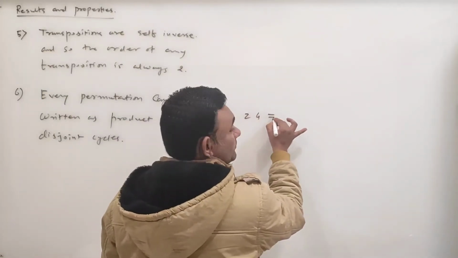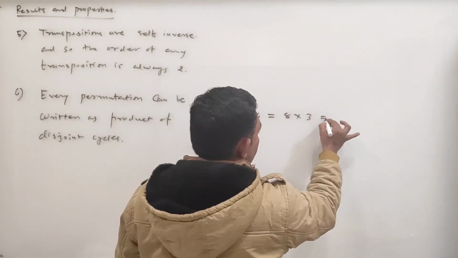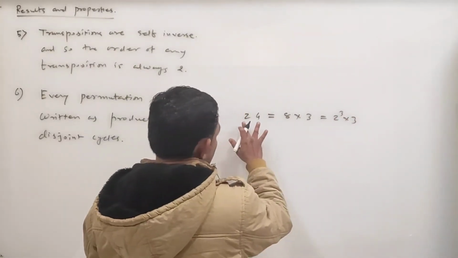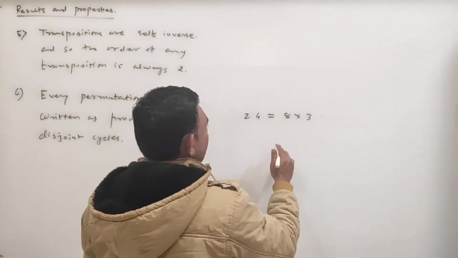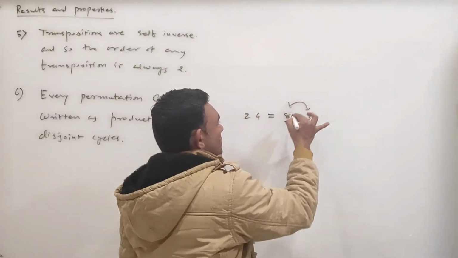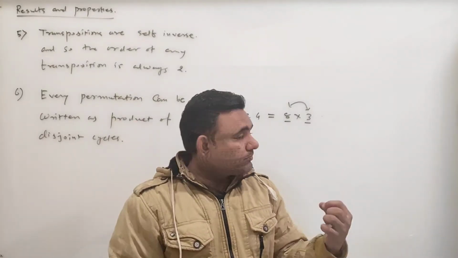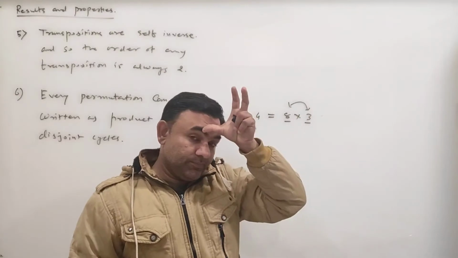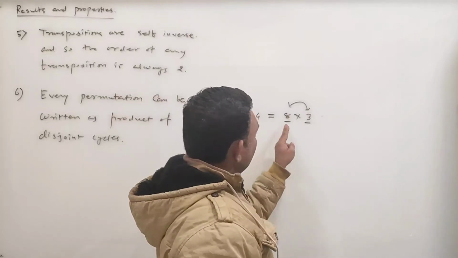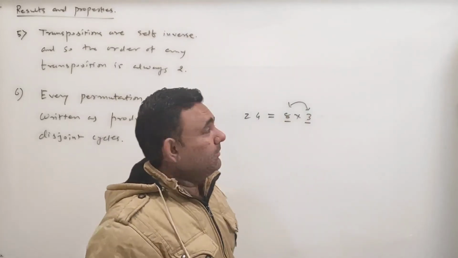So 24 is what? 8 into 3. 8 is what? It is 2 cube into 3. So 24 can be written as a product of two integers, and there is nothing common between these two. Every integer can be written as a product of integers in which any two integers are co-prime. We can write it like this, right? Or further we can write 8 as 2 cube into 3. So that is what a product of powers of primes.